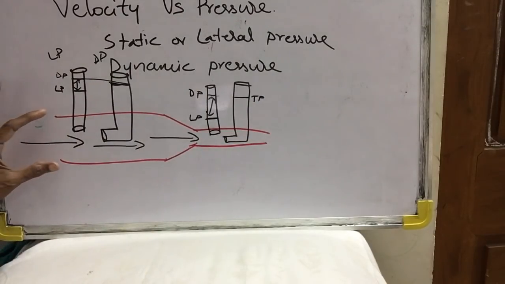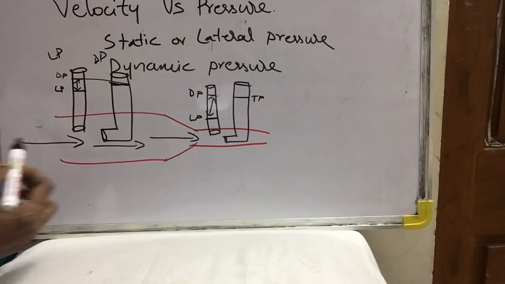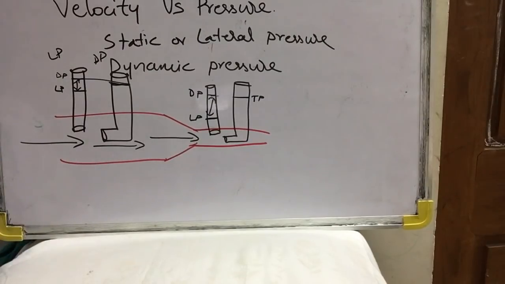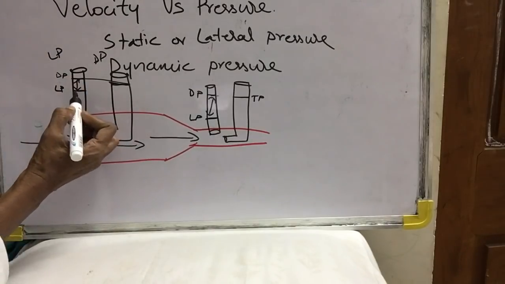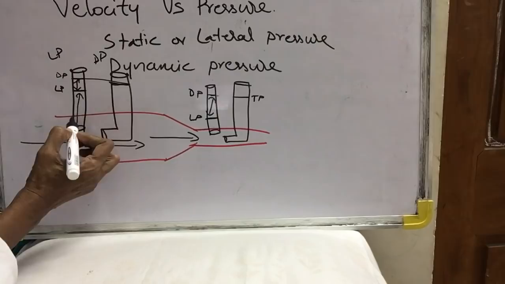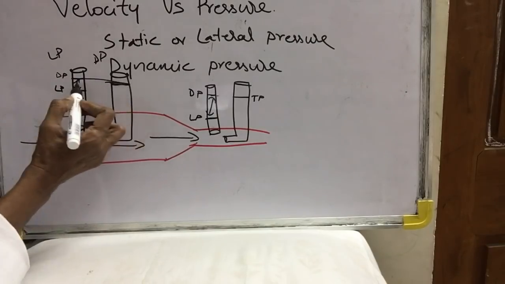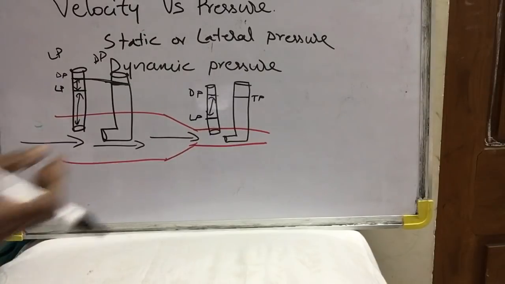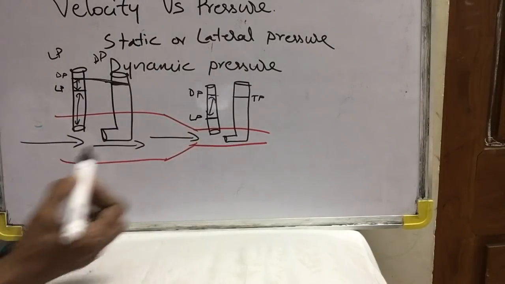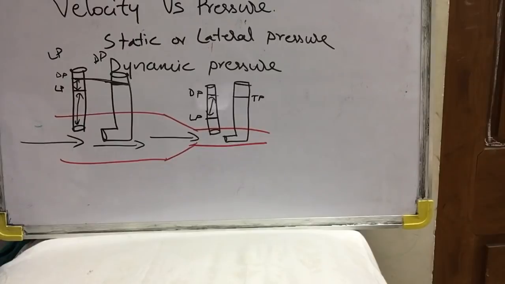So here in the wider vessel, the velocity is less. Since the velocity is less, the kinetic energy of the flow is less. If the kinetic energy of the flow is less, then the dynamic pressure will be less, but the lateral pressure will be more, so that it will compensate with the dynamic pressure and the total pressure will remain constant. Whereas in a narrowed vessel, the velocity of flow will increase. That means the kinetic energy of the flow is increased.